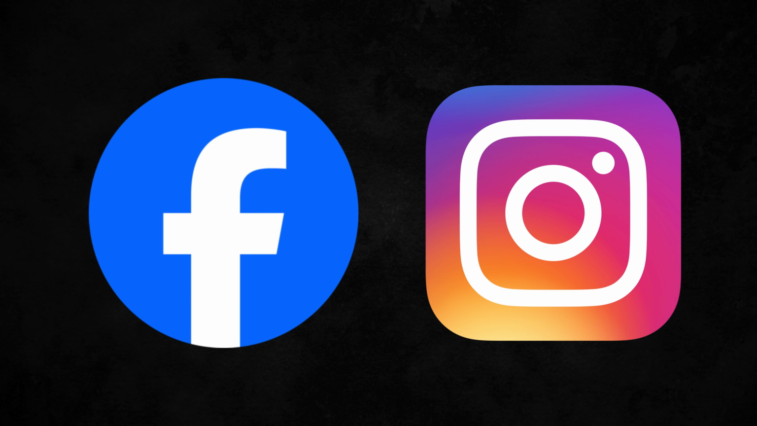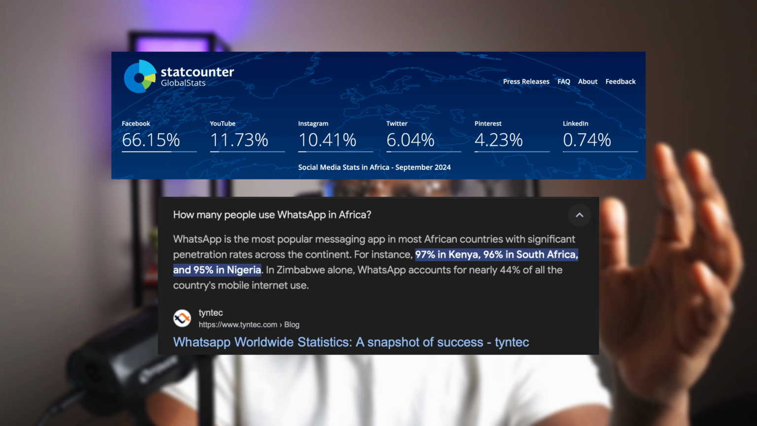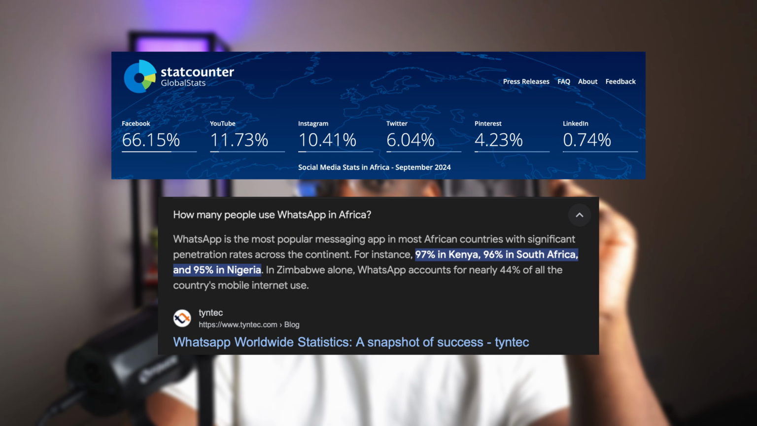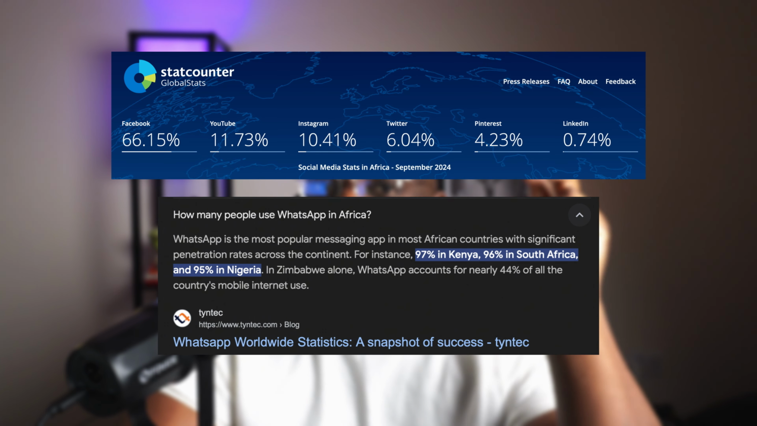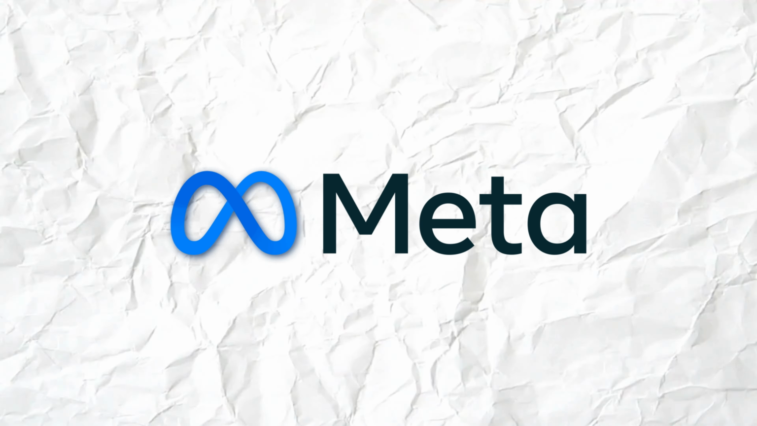The focus channels are going to be Facebook and Instagram. Why am I telling you to focus on Facebook and Instagram? Good, I like that you asked that question. The reason is that the top 3 social media platforms used the most in Africa, which are WhatsApp, Facebook, and Instagram, are all owned by the same company, Meta.